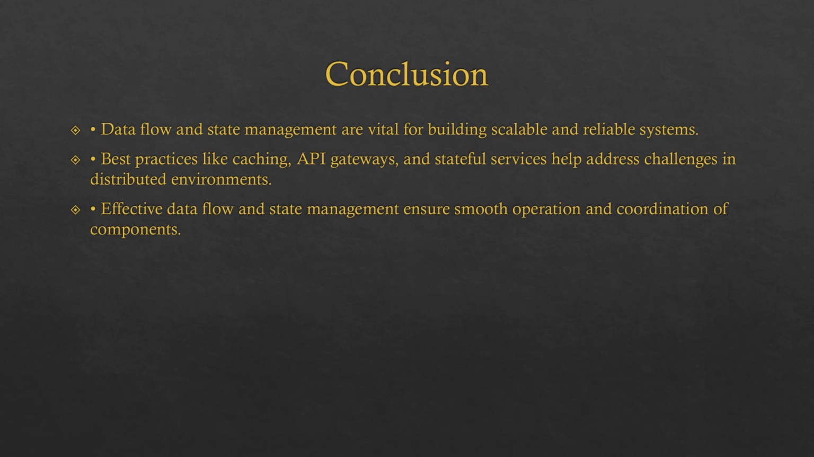In conclusion, managing data flow and state is crucial to the success of distributed systems. By using tools like caching, API gateways, and event-driven architecture, we can handle complexity and build scalable, reliable systems. Proper data flow and state management ensure that services operate cohesively and efficiently, delivering a seamless user experience.